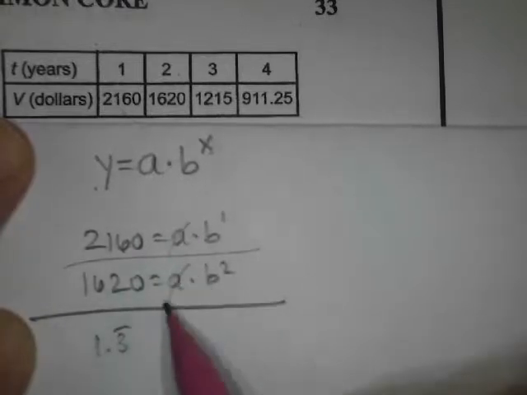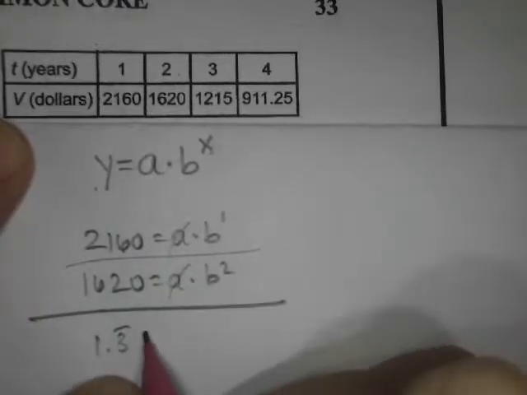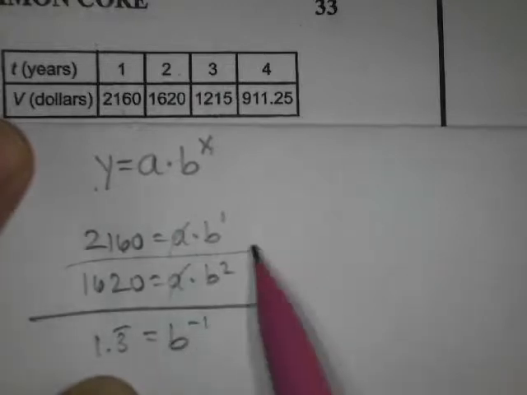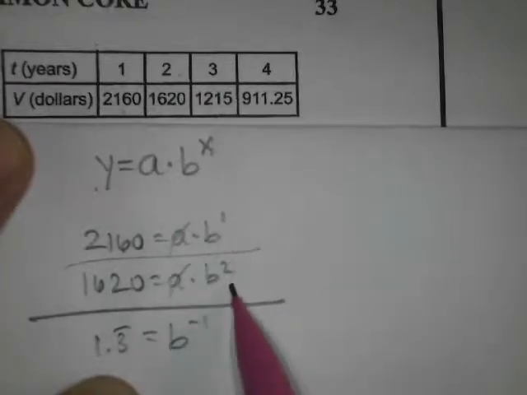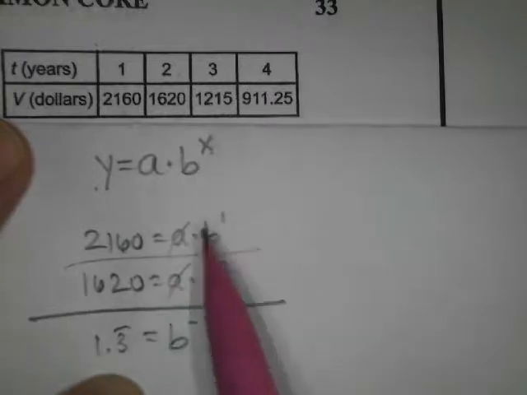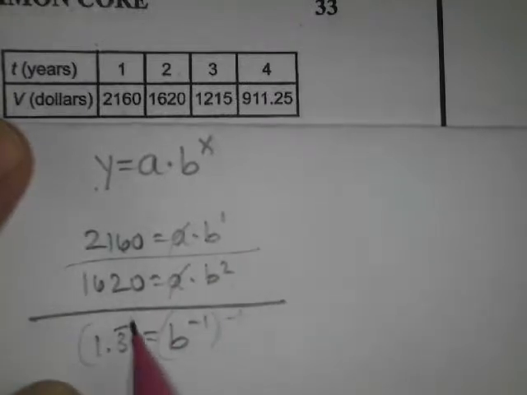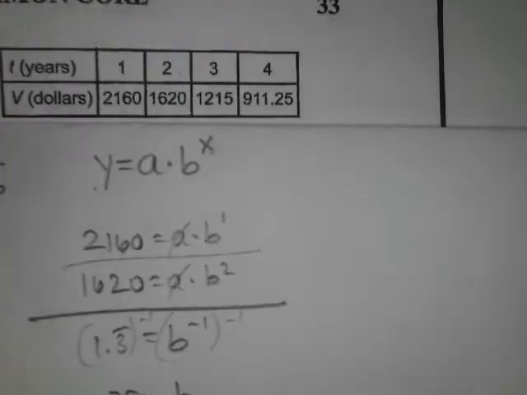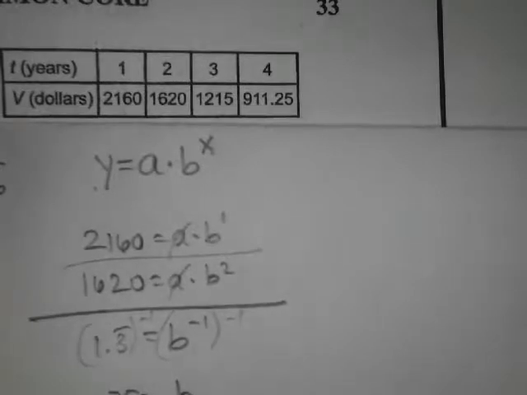The a's cancel. That was the whole beauty of it. Equals b to the negative first power, because this divided by this means you subtract your exponents. And then you raise each side to the negative first power, and that will give you your b value. So y equals some a times a b of 0.75 to the x power.